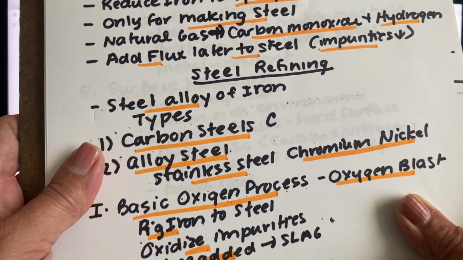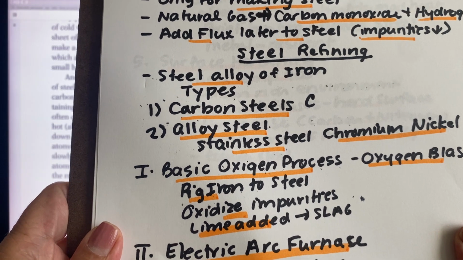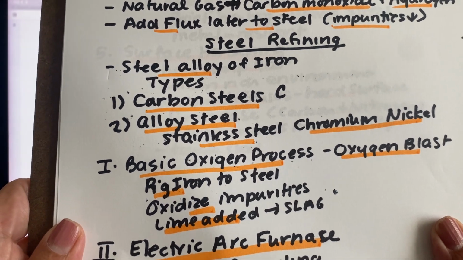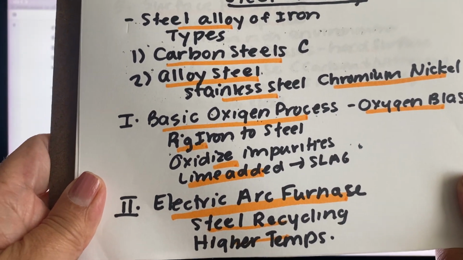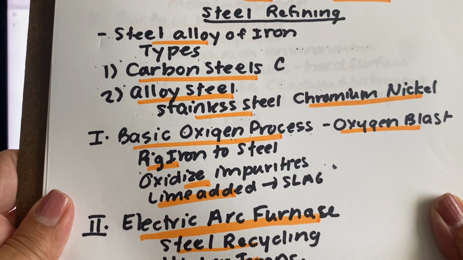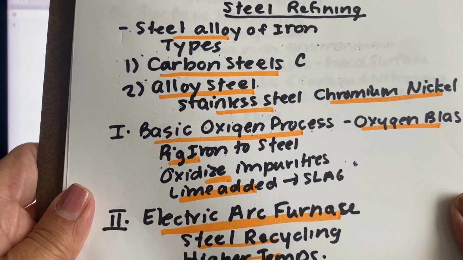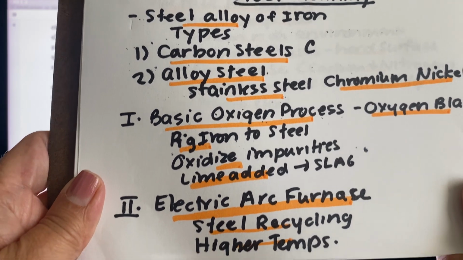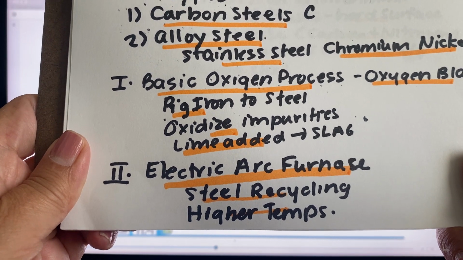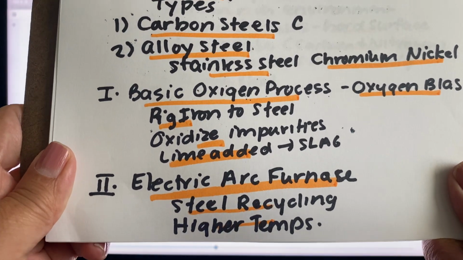Onto the steel refining here. We talked about the steel alloys of iron. There's the carbon alloy, right? Carbon steels. And then onto the alloys of chromium and nickel, very popular. The basic oxygen process was the oxygen blast furnace, which I showed a picture of. This is where pig iron is turned to steel. The oxygen oxidizes the impurities and lime is added. I showed a picture of that. And of course, the electric arc furnace for steel refining at really high temperatures, and basically it can be used for recycling steel.